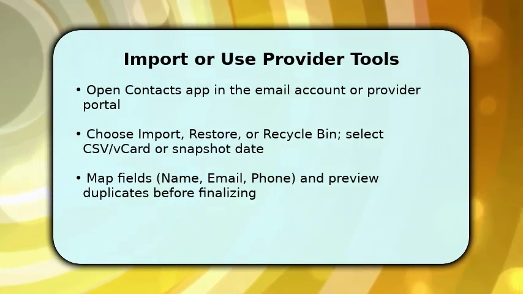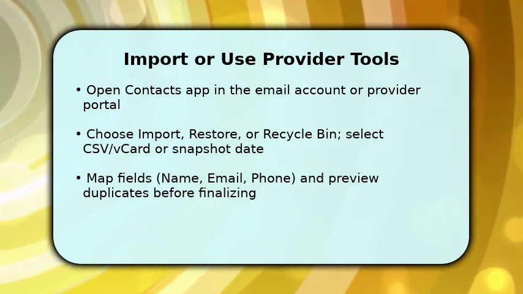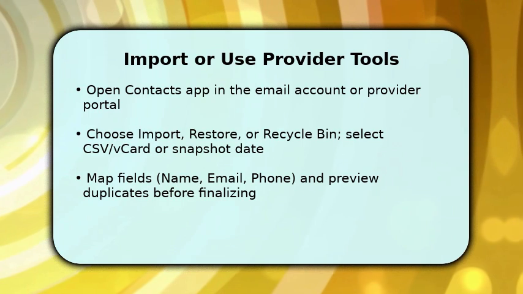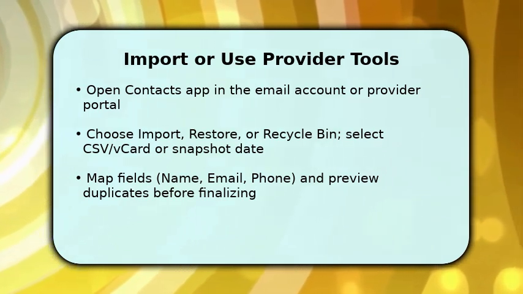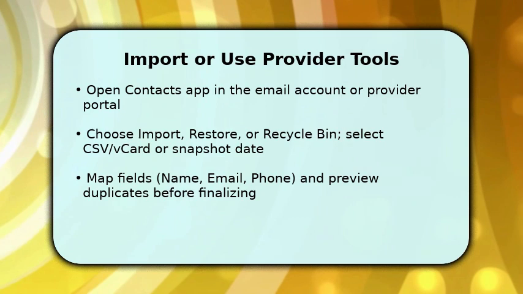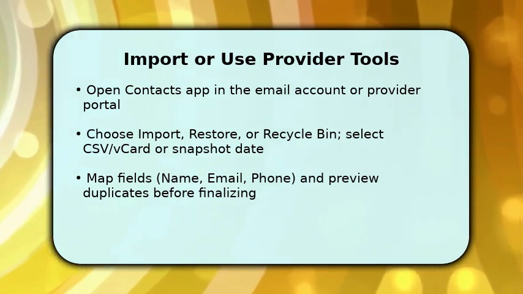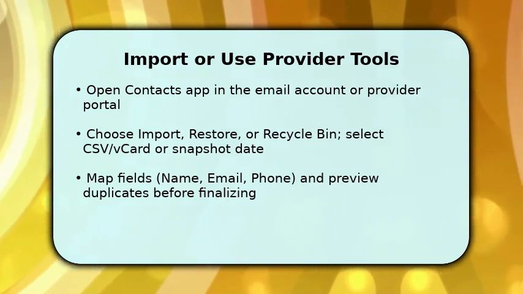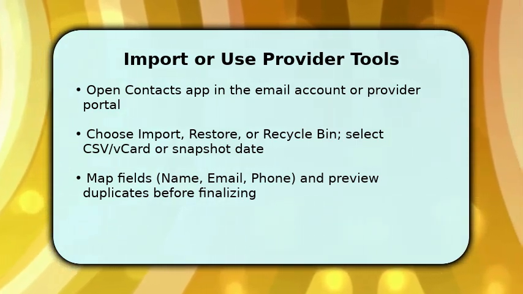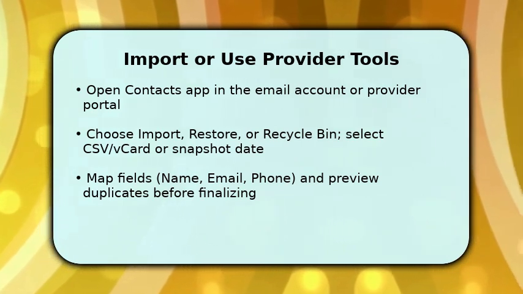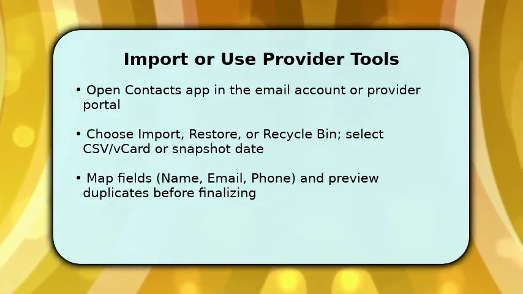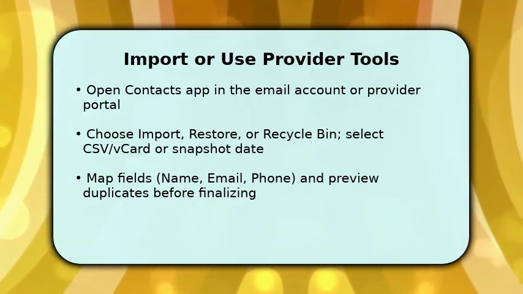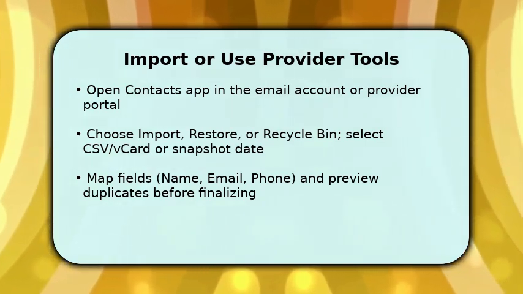Open the Contacts section in your email account or provider portal and choose Import or Restore. If you have a CSV or vCard, upload it and map fields like name, email, phone so data aligns. If using a provider snapshot, pick the restore date and preview entries. Make sure to handle duplicates by previewing match rules, because blindly accepting duplicates creates cleanup work later. Proceed when the preview looks correct.